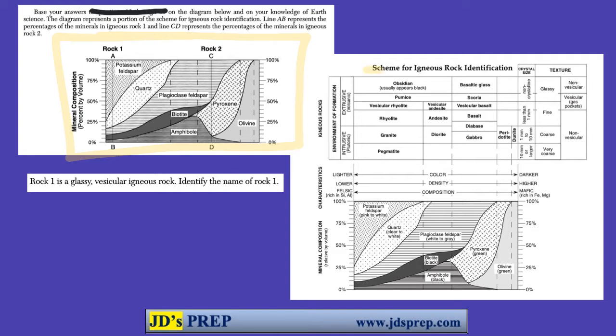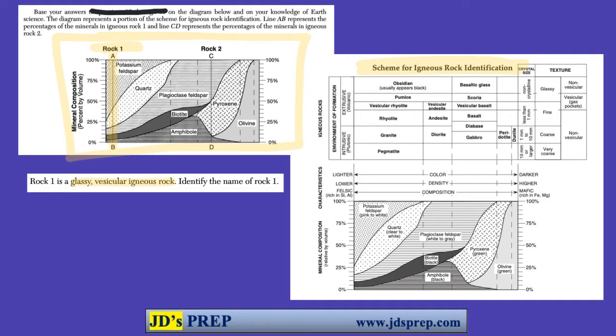So we're given a diagram here representing a portion of the scheme for igneous rock identification, which I've also pulled up over here from your reference tables. We're going to be using both. Our first question is asking us about rock 1. This line here, AB, is representing the percentages of minerals in that rock, and we are told that it is a glassy vesicular igneous rock, and then we're asked to identify it.